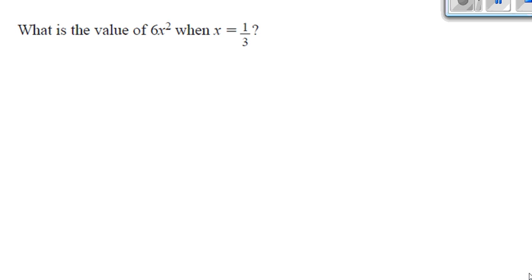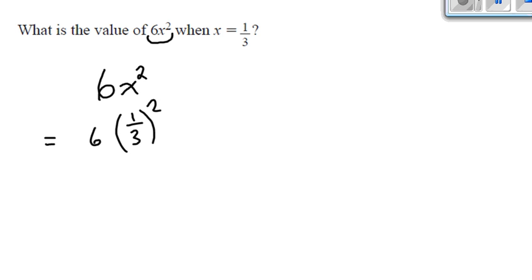So here's a first question. What we're given is an exponential expression. In this case, it's a monomial with a coefficient 6, a variable x, and that has exponent 2. So we need to find the value of this expression when x equals 1/3. So we're doing a substitution, and instead of x, we now have the fraction 1/3.